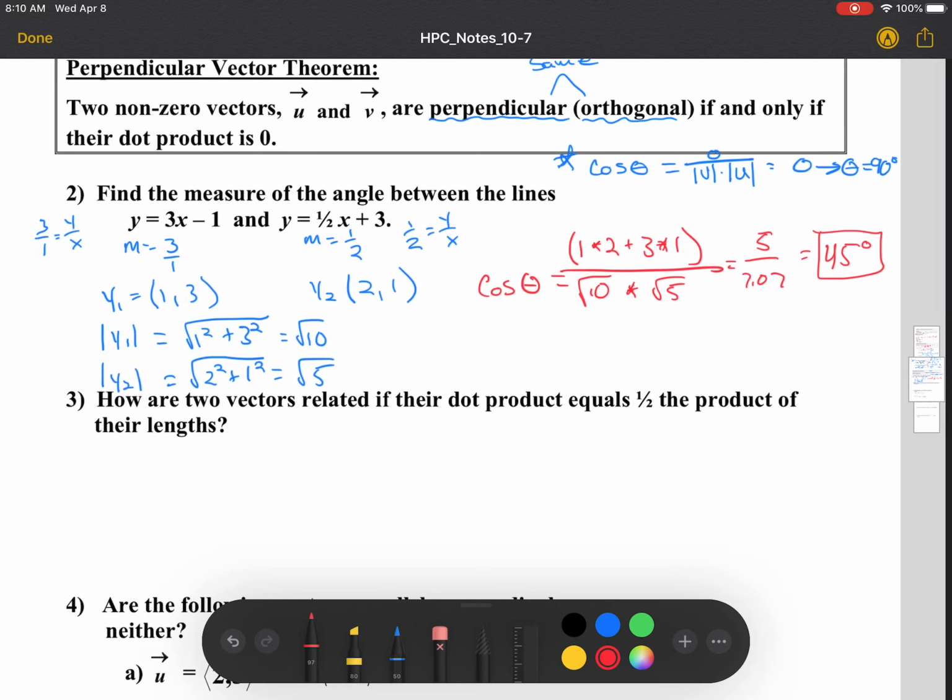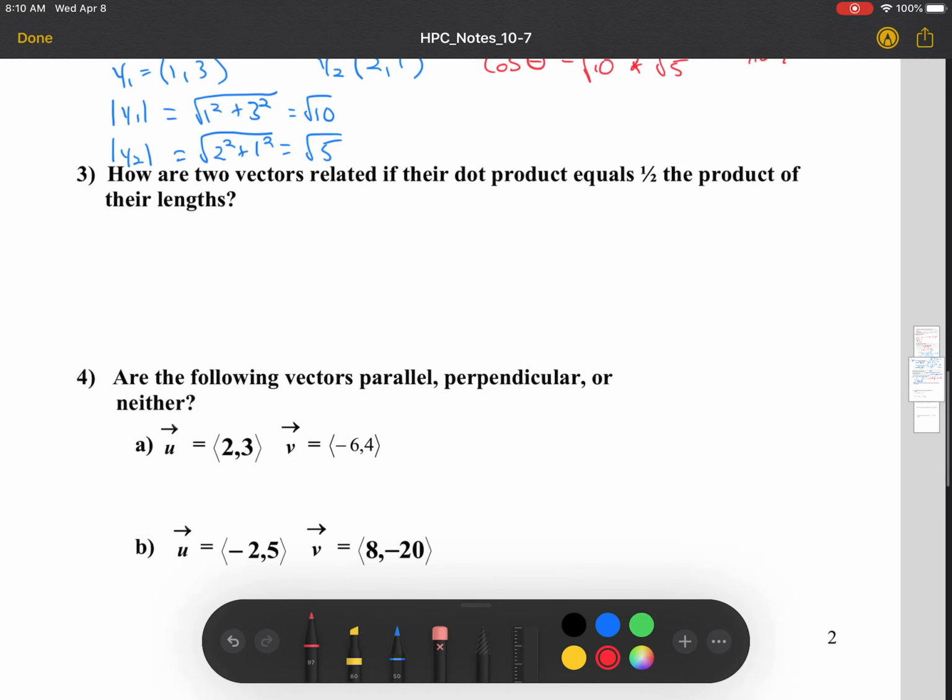So we had two lines. We used the slope to find our vector. From there, we just started plugging in all our stuff, all our vector points.